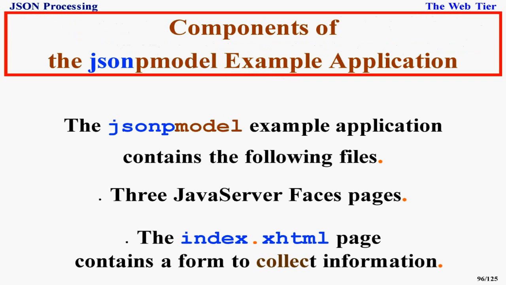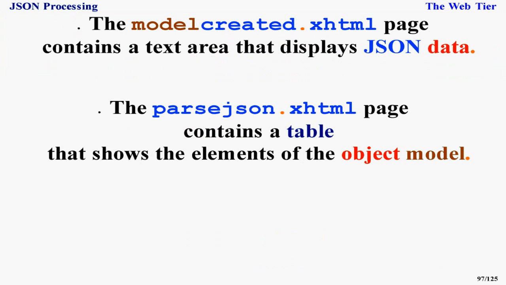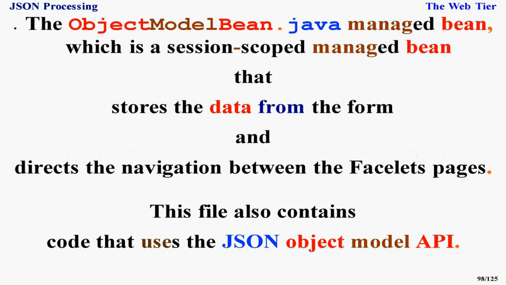Components of the jsonpmodel example application. The jsonpmodel example application contains the following files: three JavaServer Faces pages. The index.xhtml page contains a form to collect information. The modelcreated.xhtml page contains a text area that displays JSON data. The parsing.xhtml page contains a table that shows the elements of the object model. The ObjectModelBean.java managed bean, which is a session-scoped managed bean that stores the data from the form and directs the navigation between the Facelets pages.